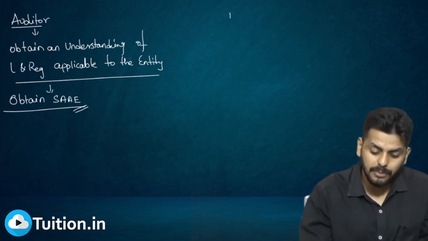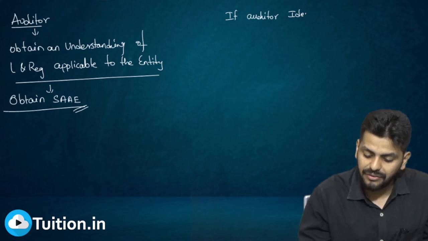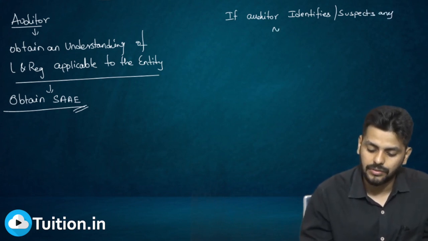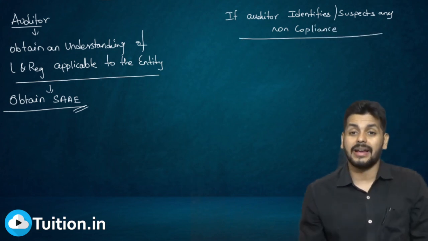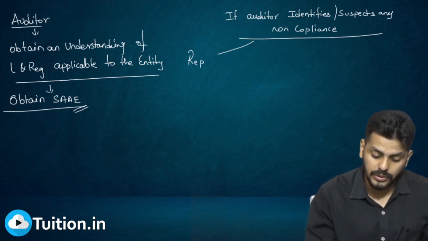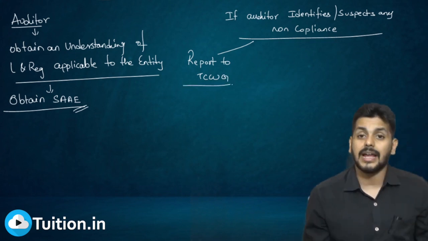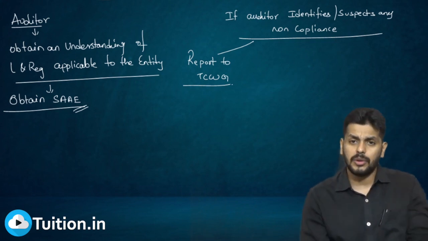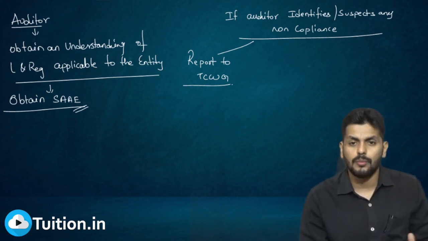Now, very important point, if auditor identifies or suspects any non-compliance, what are you supposed to do? First, report to TCWG. Now 9 out of 10 times we expect that TCWG should take an action. If they act upon it, just like how you saw in fraud, if you communicate to them and if they take up the action and everything is taken care of, then there is no problem at all.